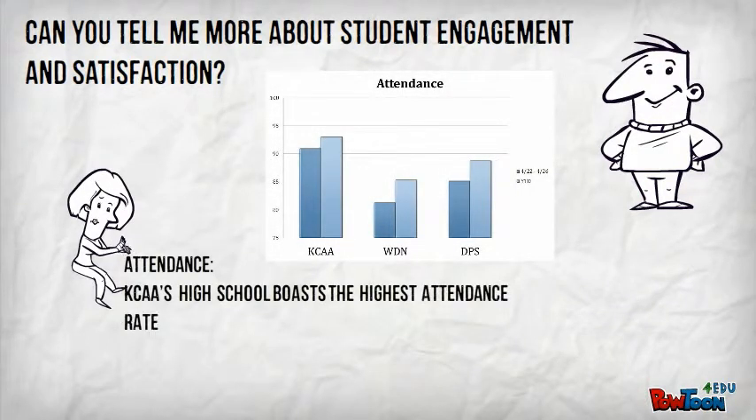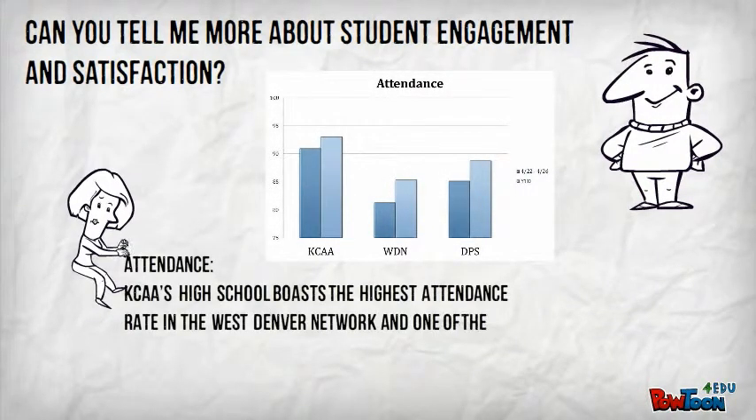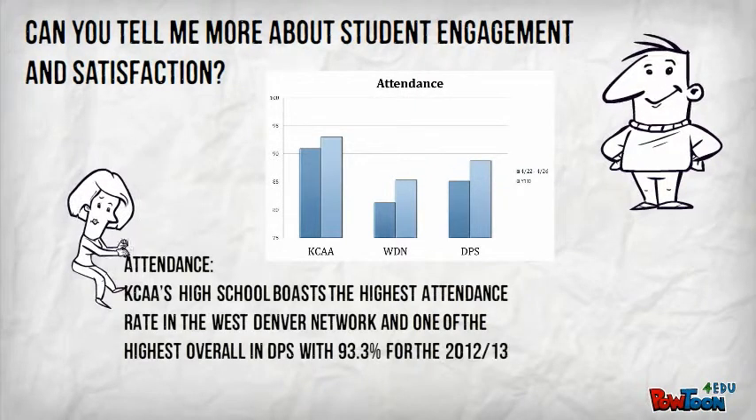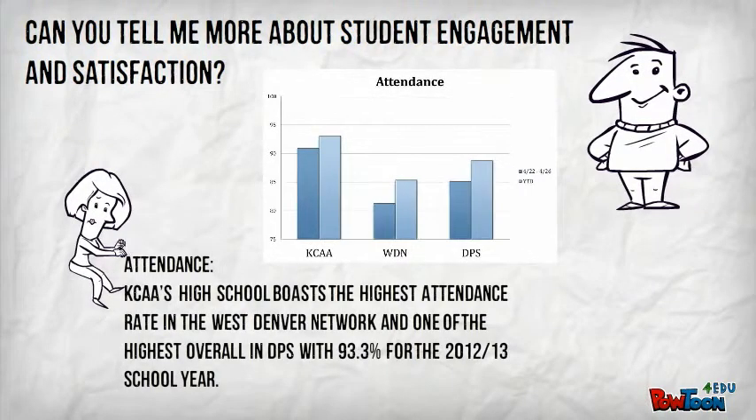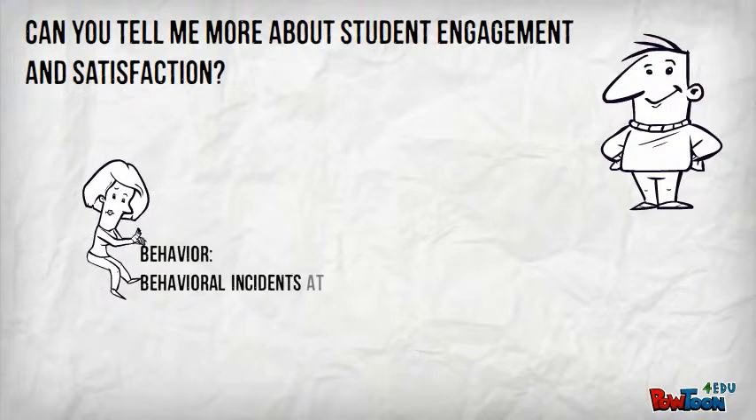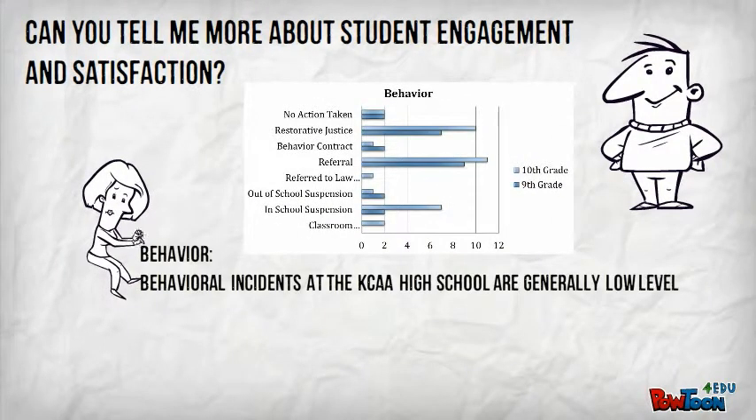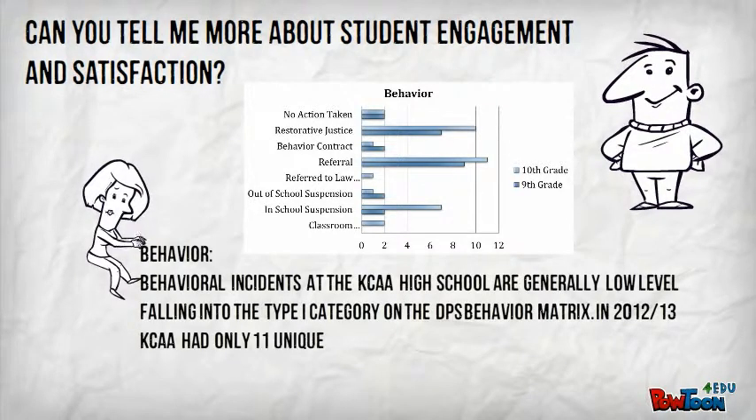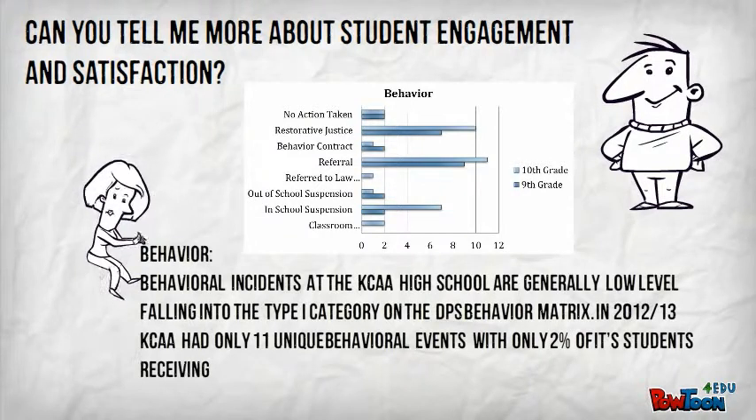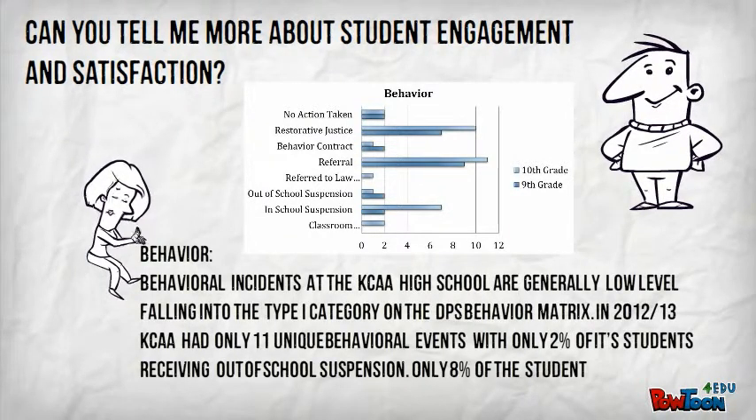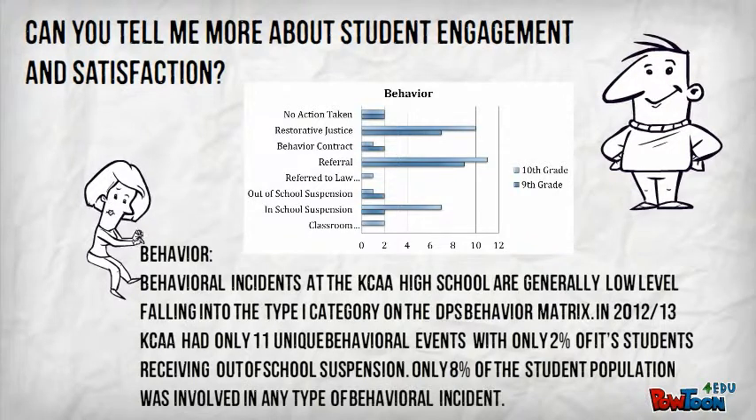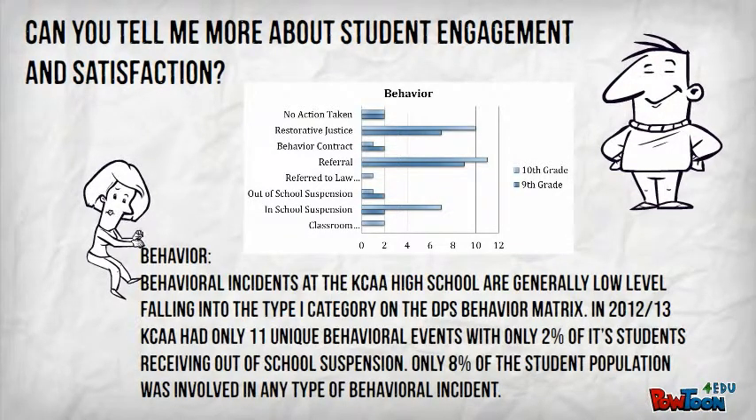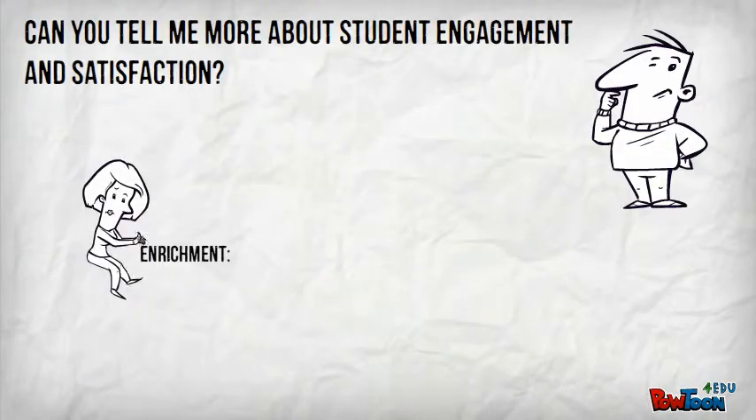In the category of attendance, KCAA is almost unbeatable and boasts the highest attendance rate in the West Denver network and one of the highest overall in DPS, with 93.3% for the 2012-13 school year. In the category of behavior, KCAA also scores very well. Behavioral incidents in the high school are generally very low level, falling into the type 1 category on that DPS behavioral matrix. In 2012, KCAA only had 11 unique behavioral events, with only 2% of its students receiving out-of-school suspension. Only 8% of the student population was involved in any type of behavioral incident.